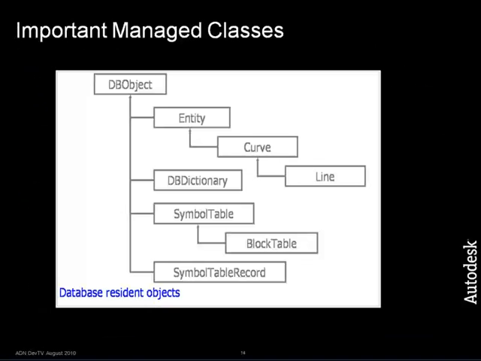This diagram shows some of the managed classes. Notice that in the .NET API, all of the objects inherit from DB object. Objects like lines also inherit from curve and entity. You can see here a couple of other objects in the drawing database, such as block table.